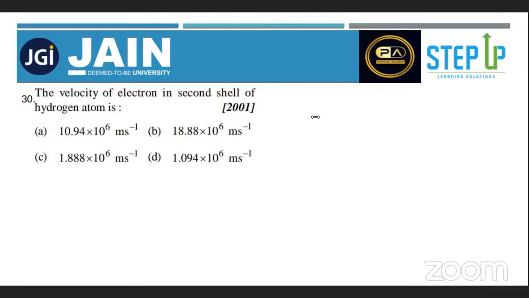Same formula, velocity formula. The velocity formula for the nth orbit is 2.18 × 10^6 × Z by n meter per second. So the n value they're telling for the second shell is 2, and Z for the hydrogen atom is 1. So this is quite good. Next.